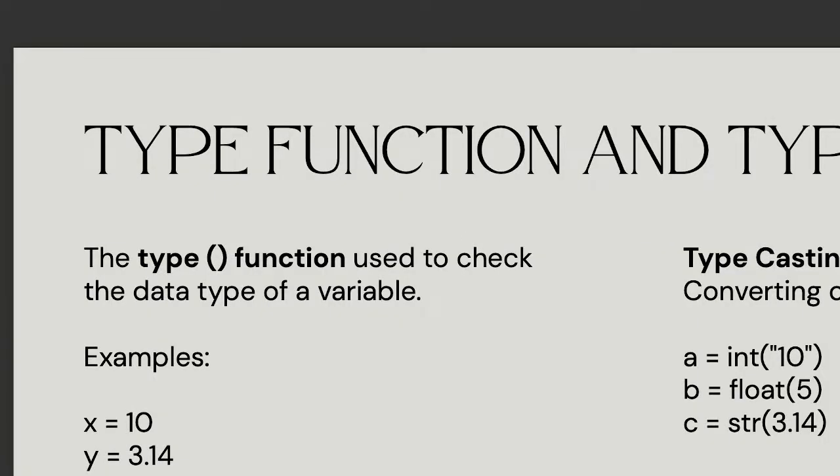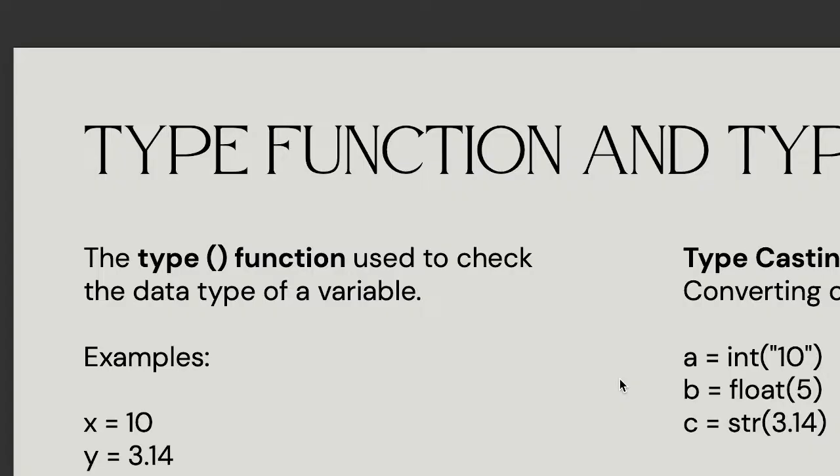Next, we talk about the type function and typecasting. The type function in Python is used to check the data type of a variable or any Python object. For example, I have a few variables listed here. If we type print(type(x)), it will show us class int, meaning this is an integer variable. Print(type(y)) gives us class float, which means it is a float variable, and print(type(z)) gives us class str, which means it is a string variable.